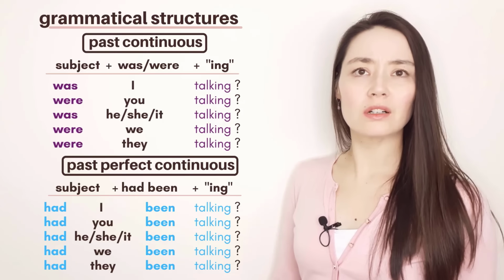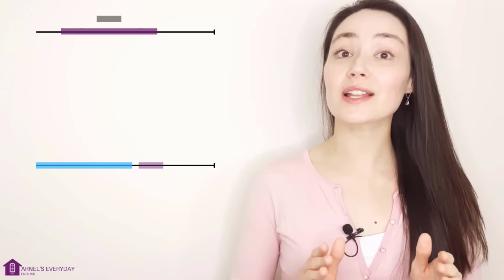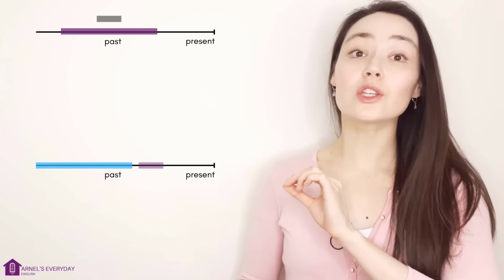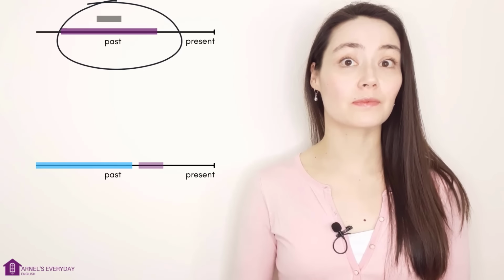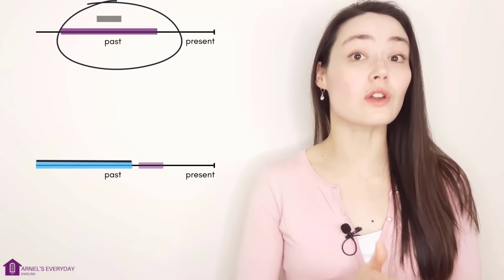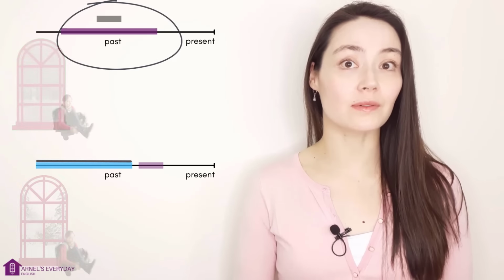Okay, so what's the difference? I have two timelines. You can see the past and the present. In the first timeline, you can see two actions happening at the same time. In the second timeline, an action continues and stops before another past action.